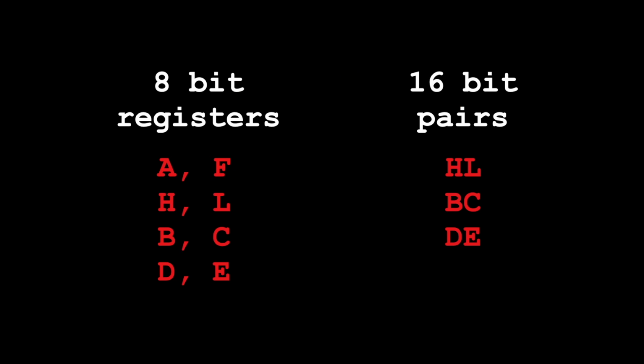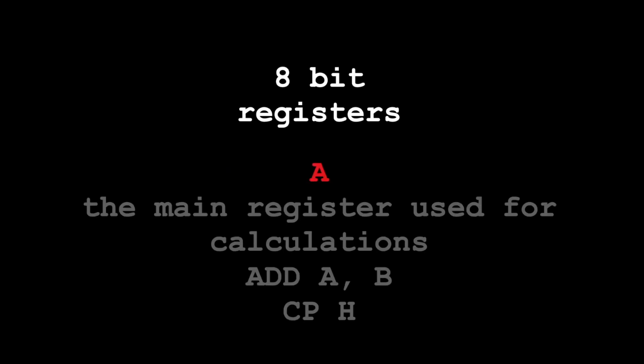When it comes to the registers on a Z80 chip, there are a number of registers we can use. They're called A, F, H, L, B, C, D, E. All of those store 1 byte. Some of those can be joined together to form a 16-bit pair, which can store a larger 2-byte number. With the 8-bit registers, A is the one that you most commonly use for doing calculations or working things out. For example, add A, B adds the contents of B to the value that's in A and keeps it in A.